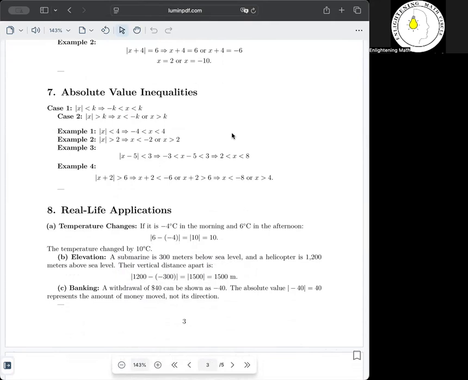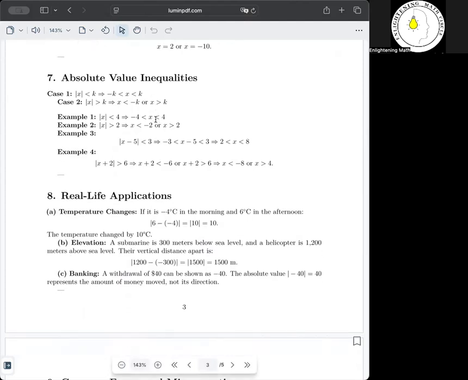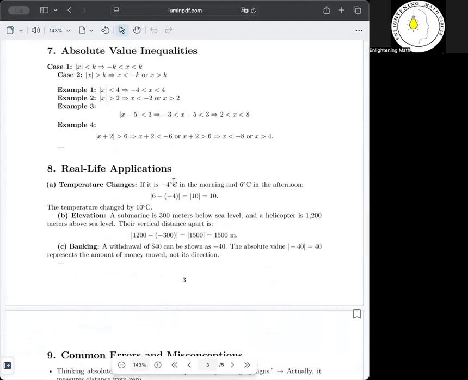So now we have absolute value with inequalities. As it says here, absolute value x less than k would mean negative k is less than x, which is less than k. Or absolute value x greater than k, which means x less than negative k or x greater than k. One example of this would be absolute value x less than 4, which means negative 4 is less than x and x is less than 4. We can move past the other examples. You guys can look through them if you want on your own.